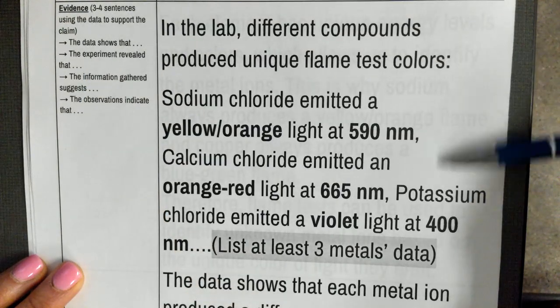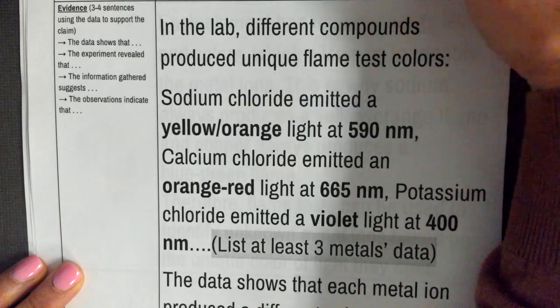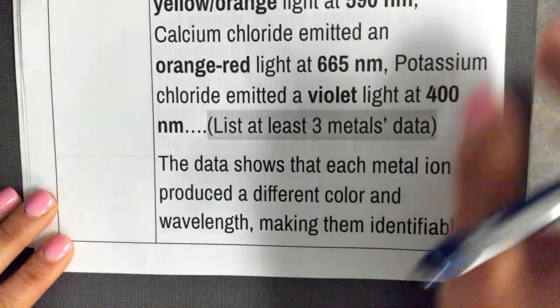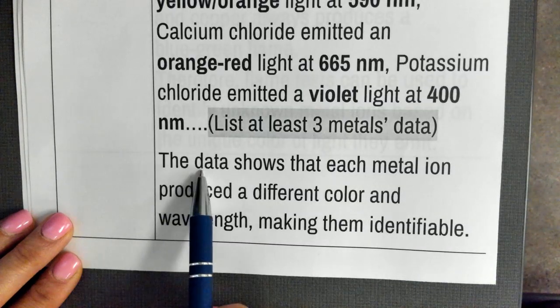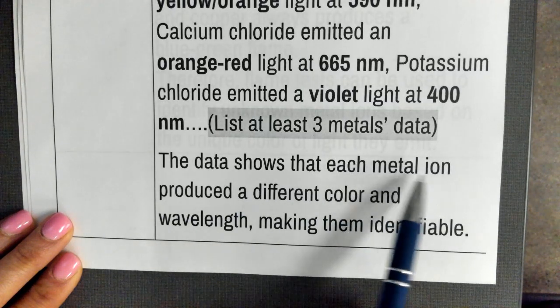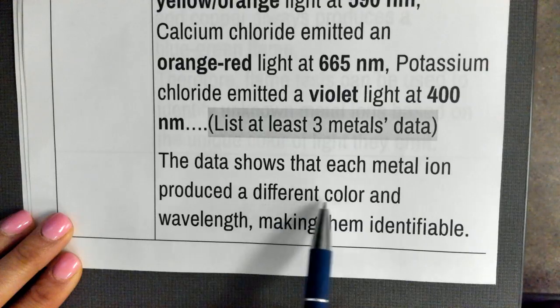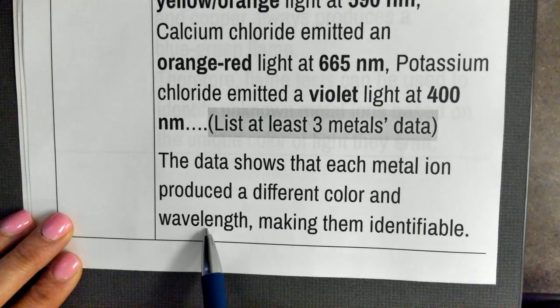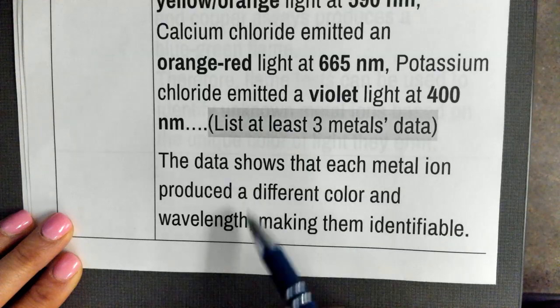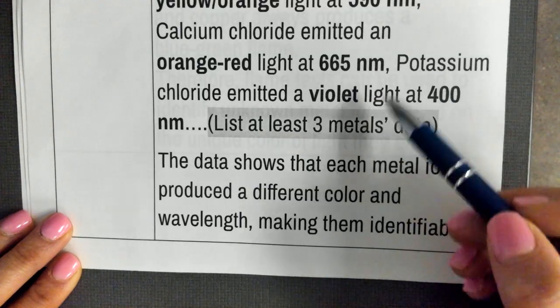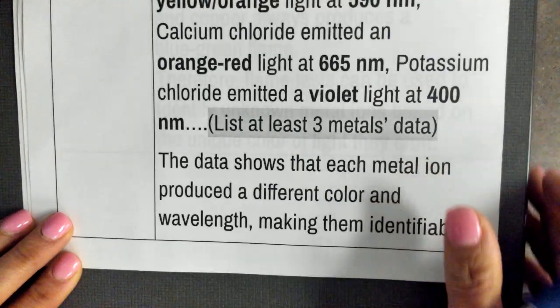So after I list that information, I'm going to add another sentence that supports why I'm using this data. The data shows that each metal ion produced a different color and wavelength, making them identifiable. Okay, so this is a nice closing sentence to support the evidence that I used to support my claim.